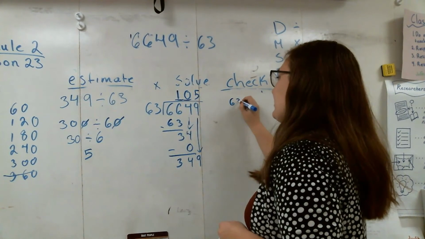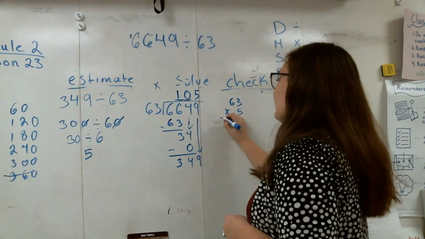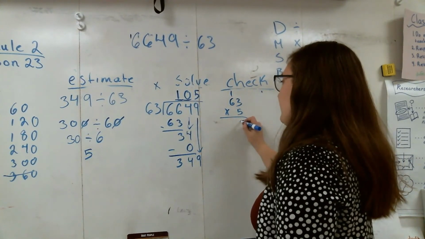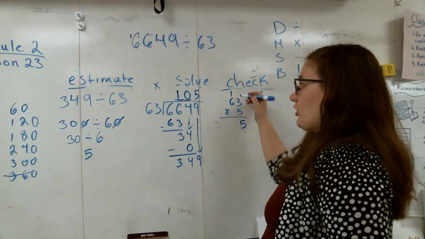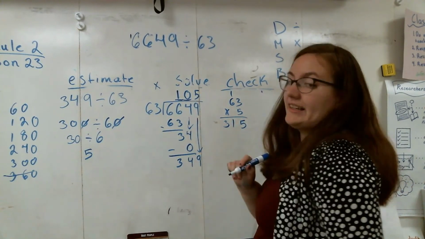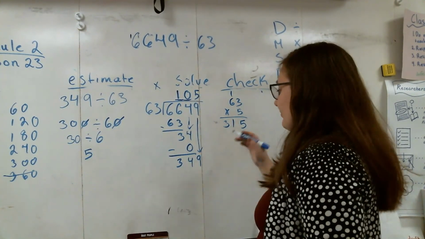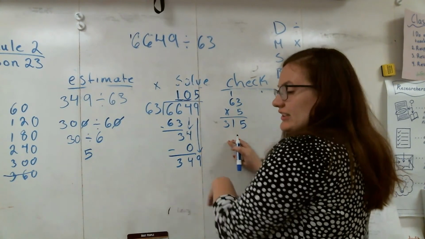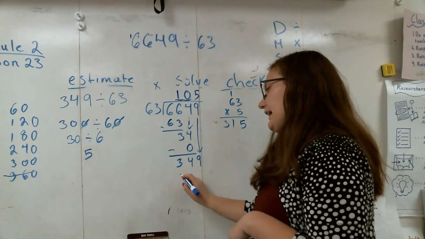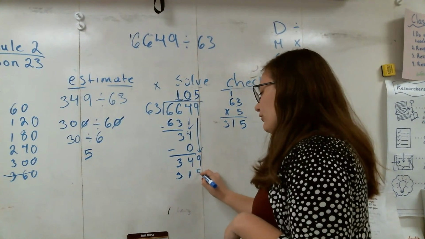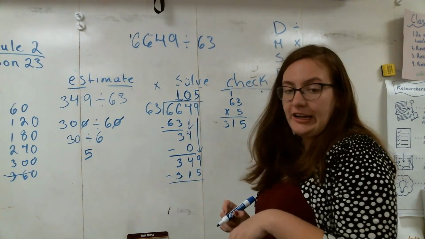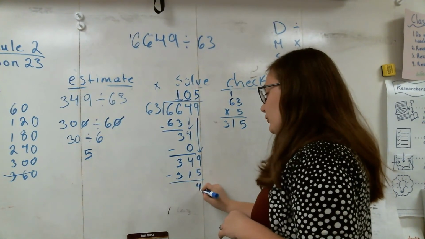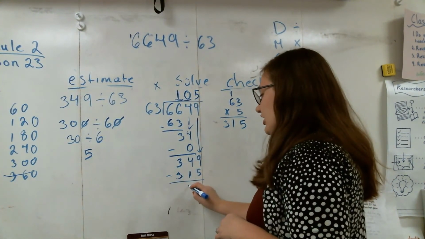So I'm going to do 63 times 5. So I'm doing a multiply step. I have 3 times 5, which is 15. 6 times 5 is 30, and 30 plus 1 is 31, so 315. 315, using my number sense, looks like as close as I'm going to get to 349 without going over. And I'm just going to check that now by subtracting. So I do 9 minus 5, which is 4, and 4 minus 1, which is 3.